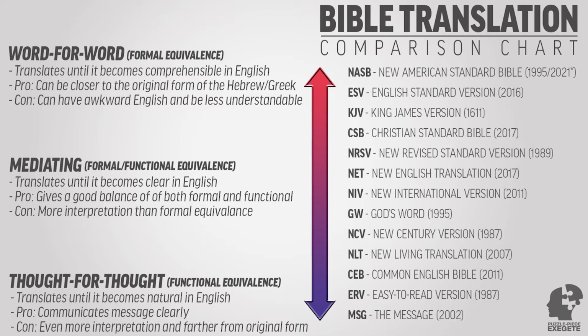And the far end of that spectrum is the more thought for thought, or the functional equivalence. This translates the Bible until it becomes really natural English, very easy to understand. It communicates the message very clearly, but there's a lot of interpretation involved in this, and it strays farther from the actual form of the Hebrew and the Greek. And in the very middle, we have what's often called mediating, which is kind of a marriage of the formal and the functional equivalence, the word for word and the thought for thought. And it translates it until it's clear in the English, which is good because it gives a good balance of both formal and functional, but again, there's a level of interpretation involved more so than the formal equivalent versions.